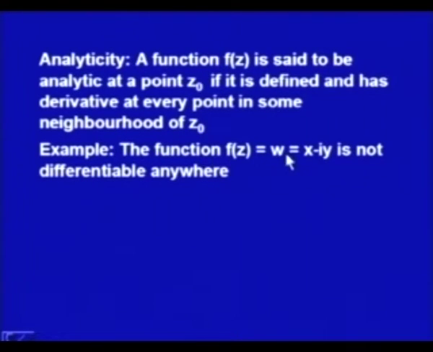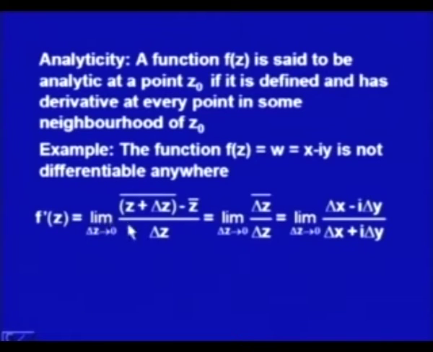Example: the function f(z) equal to x minus iy is not differentiable anywhere. Let us check this. f'(z) is obtained as the limit of this ratio, delta f by delta z. The function f is z bar, since x minus iy is z bar. So, (z plus delta z) bar minus z bar, divided by delta z, and then we take the limit as delta z tends to 0. This is nothing but delta z bar divided by delta z, which is equal to the limit of (delta x minus i times delta y), because we are taking the conjugate.